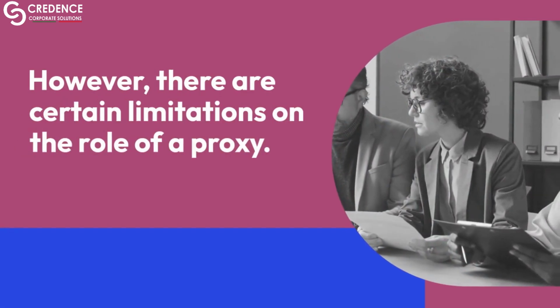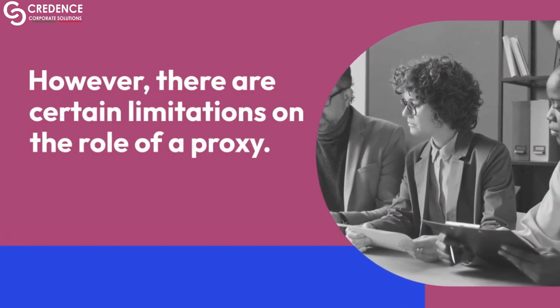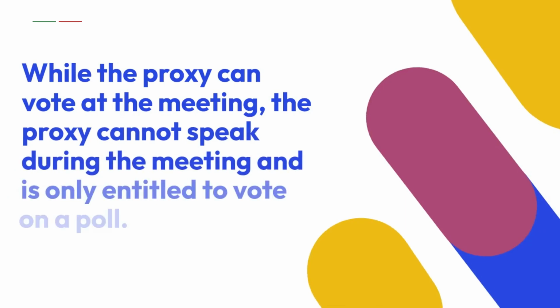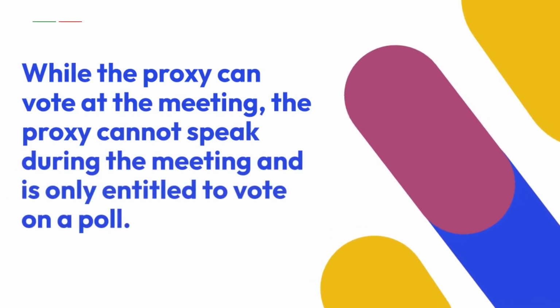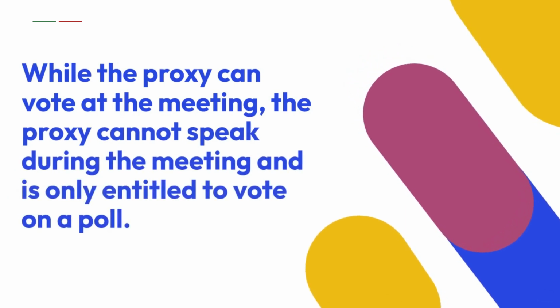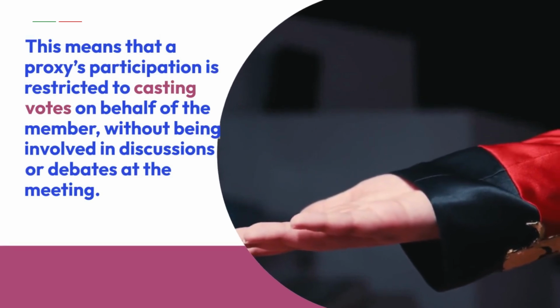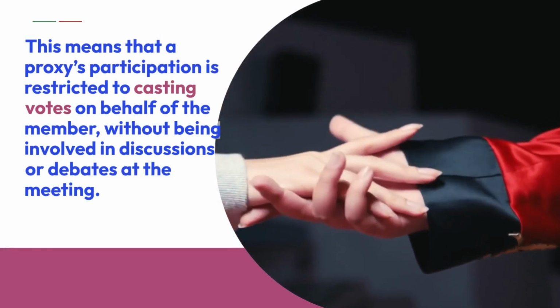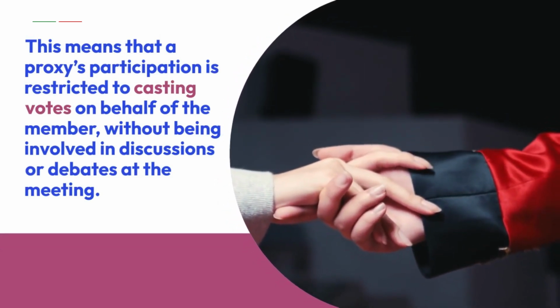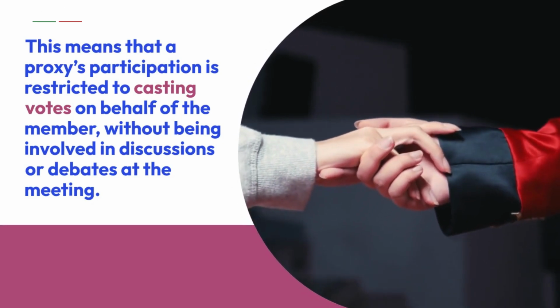However, there are certain limitations on the role of a proxy. While the proxy can vote at the meeting, the proxy cannot speak during the meeting and is only entitled to vote on a poll. This means that a proxy's participation is restricted to casting votes on behalf of the member, without being involved in discussions or debates at the meeting.